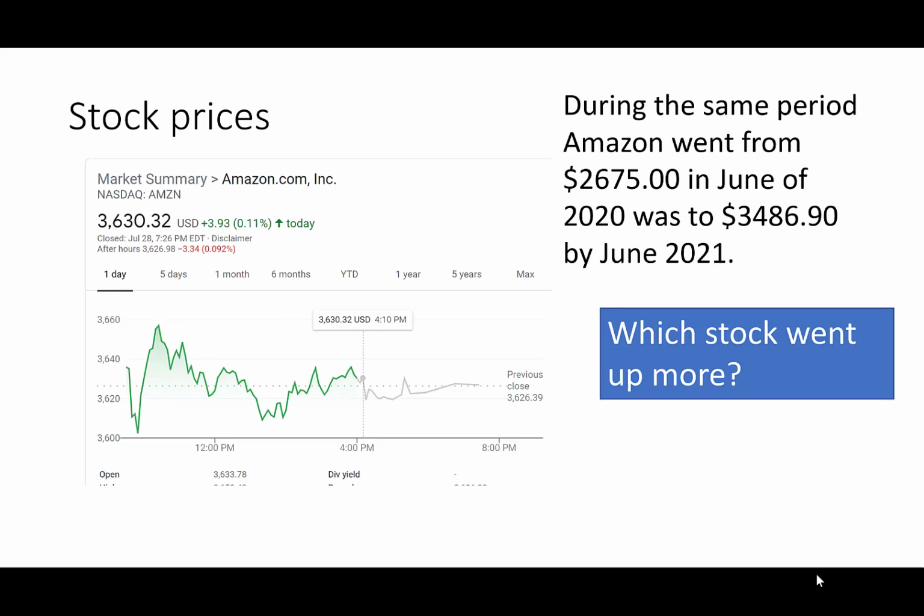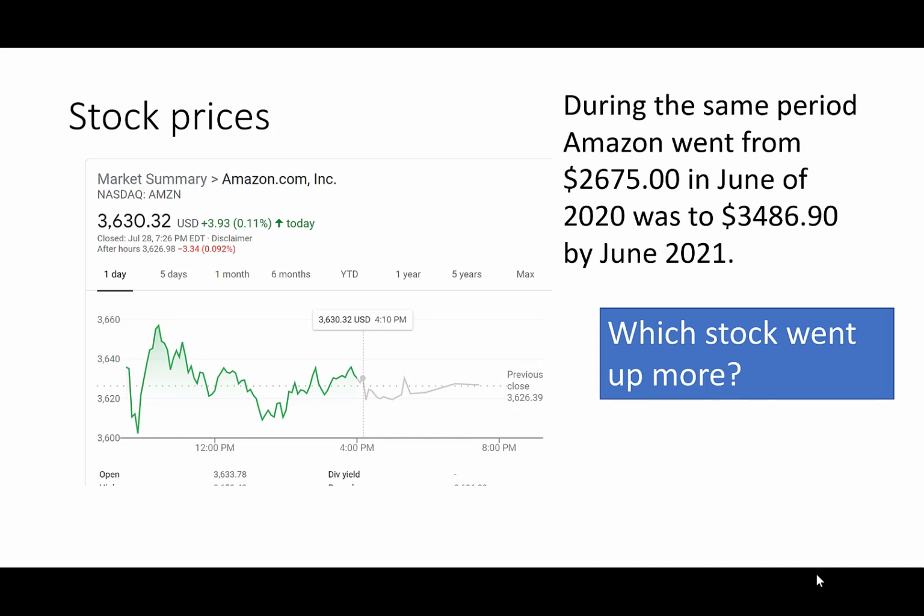Let's look at another one. This is Amazon, and same time period, about the middle of June 2020, shares were $2,675 a piece. And then by June of 2021, that had increased to $3,486.90. So my question for you is, which stock went up more? That's what we're going to talk about in this section.